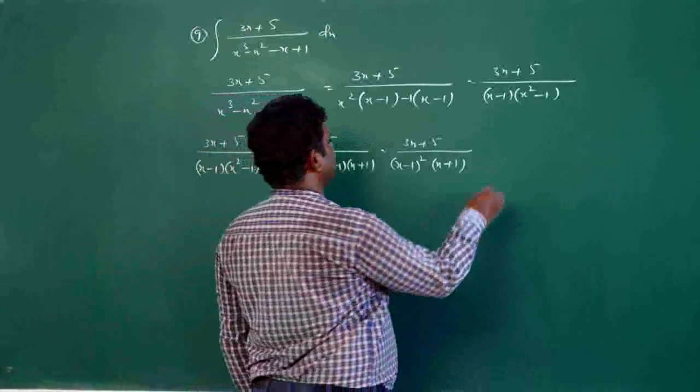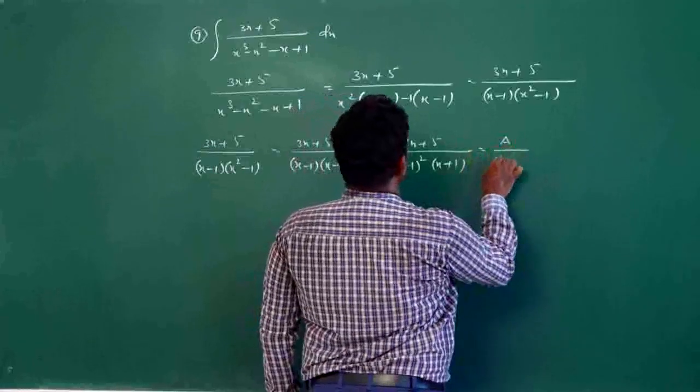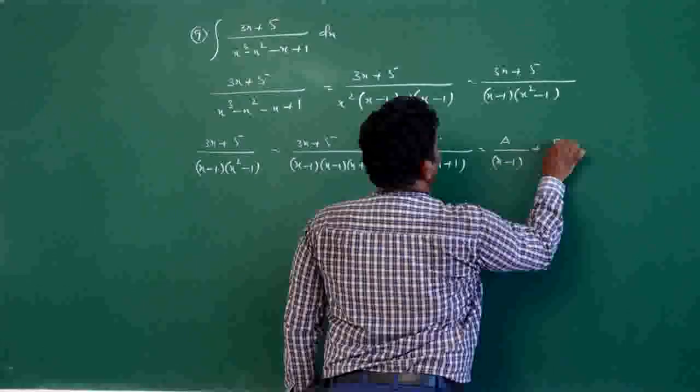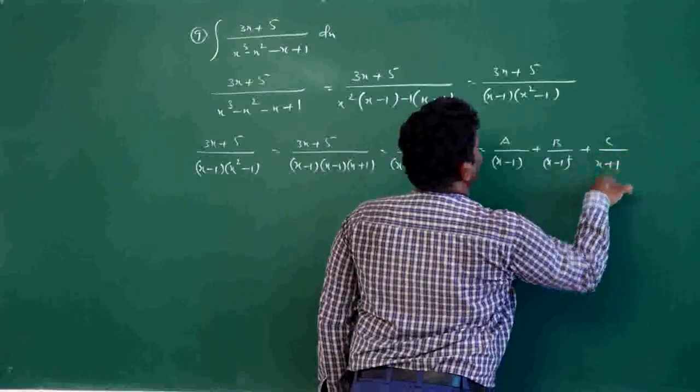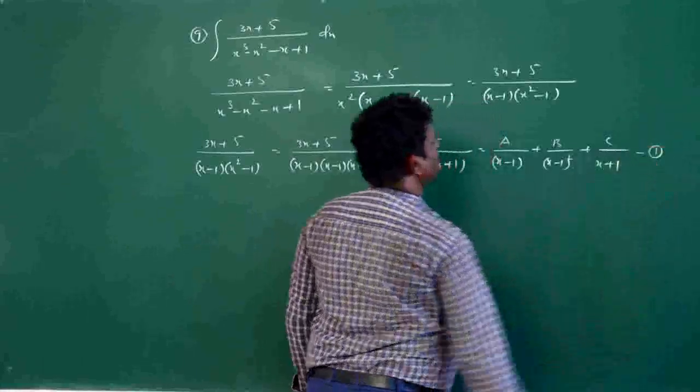Now if you compare this one: A by x minus 1, plus B by (x minus 1) whole square, plus C by x plus 1. So this is equation 1.